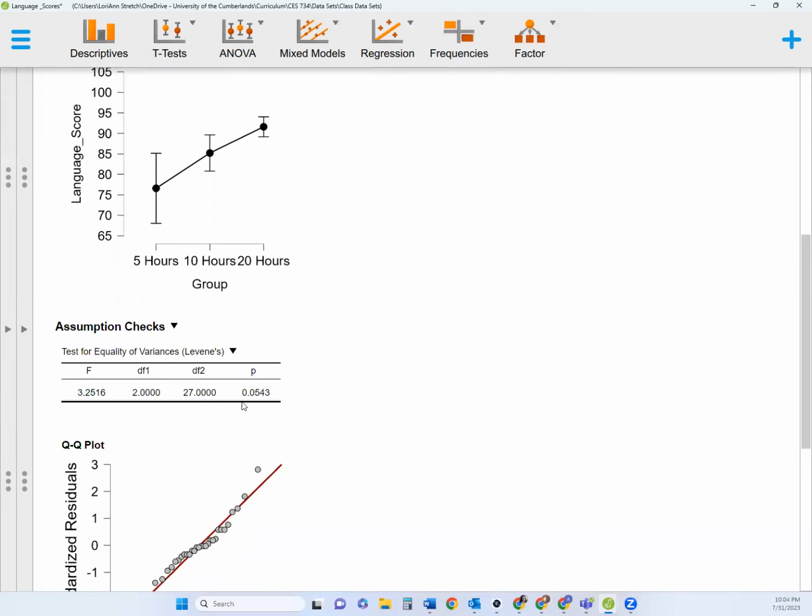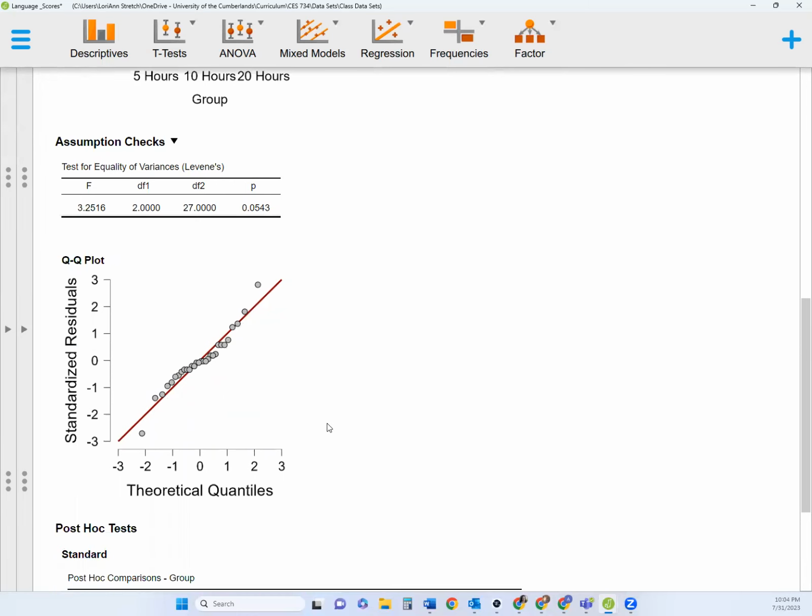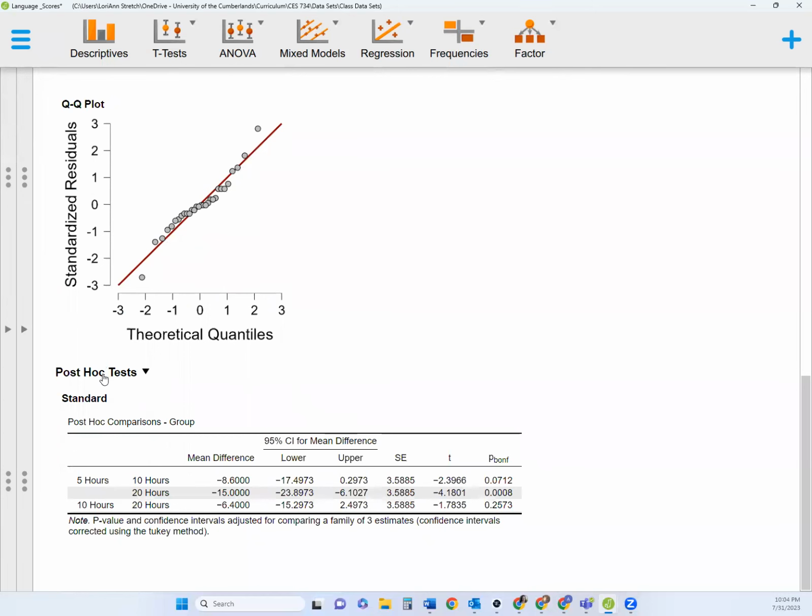Our assumption check, this p-value on the Levene's does exceed 0.05, which means we have homogeneity. I can see for the most part there's linearity. There's some deviation here, but not enough to worry me. And then I'm going to look at my post hoc.